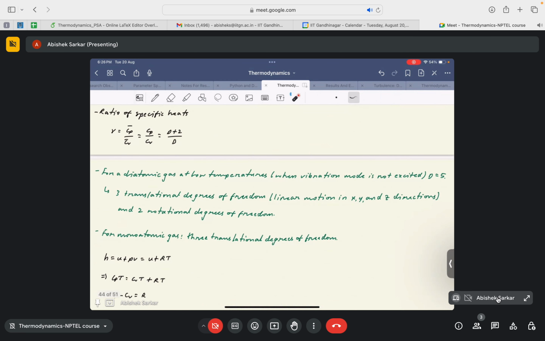So this again is a very important statement. We'll solve one problem regarding this statement. Here we see that for a diatomic gas at low temperatures, when the vibration mode is not excited, capital D, this number of degrees of freedom, is equal to 5. But for a monoatomic gas, there are only 3 translational degrees of freedom. So for monoatomic gas, D is equal to 3, but for diatomic gas, we have D equal to 5.